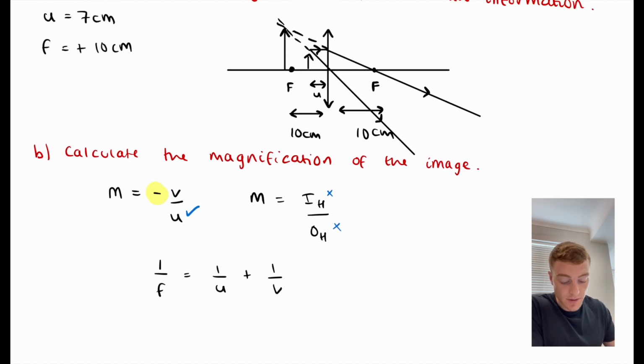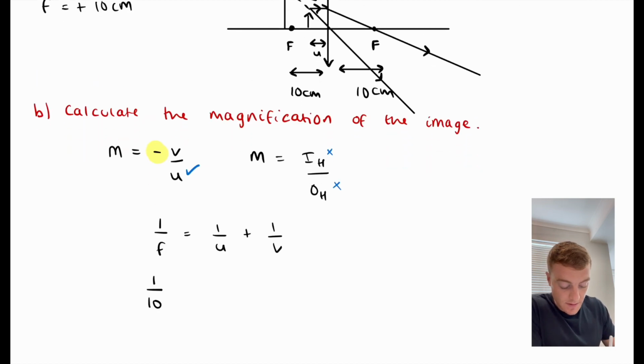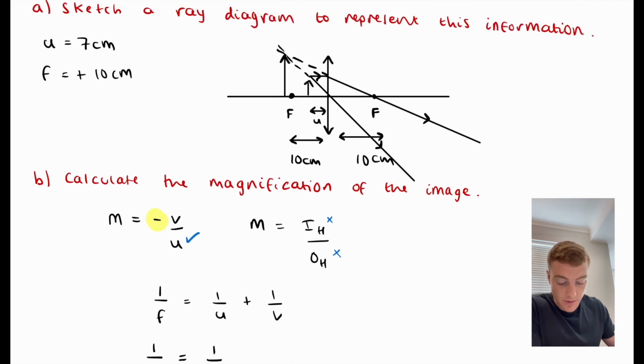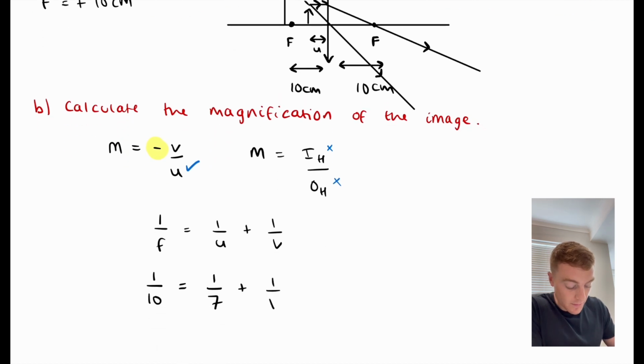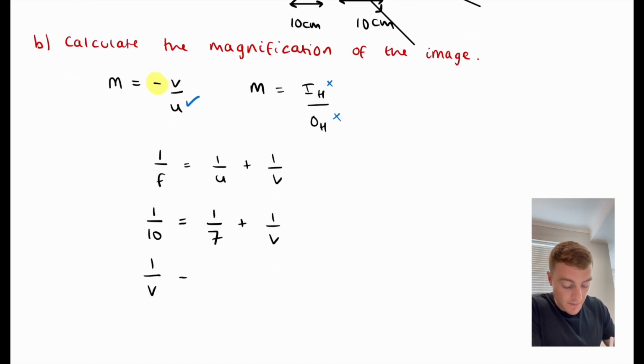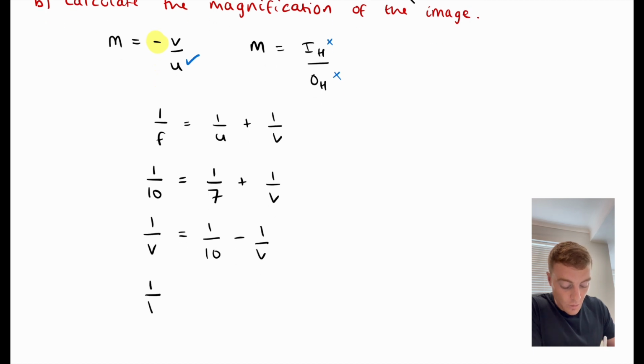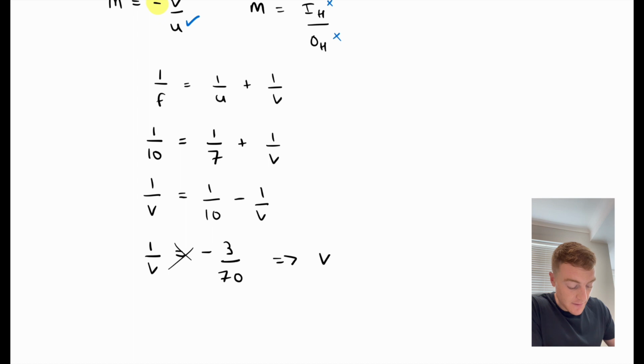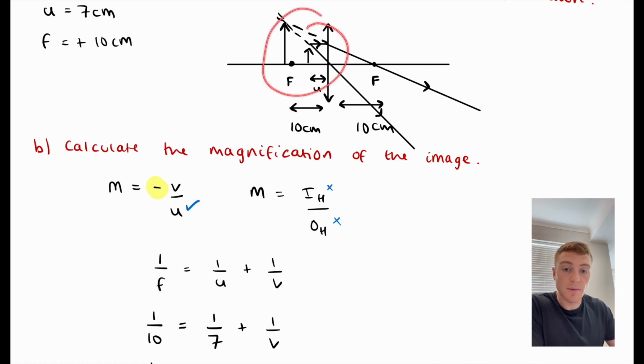Replace the letters with the numbers. So 1 over positive 10, because it's convex, is equal to 1 over 7. Let's just check. Yep. Plus 1 over V. Rearranging, I get 1 over V is 1 over 10 minus 1 over 7. And I actually get that 1 over V is minus 3 over 70, which tells me if I cross multiply, I get that V is equal to minus 70 over 3 centimeters. And we've got a negative, which makes a lot of sense because from our ray diagram, we got a virtual image, and we know virtual images are formed with a negative image distance.